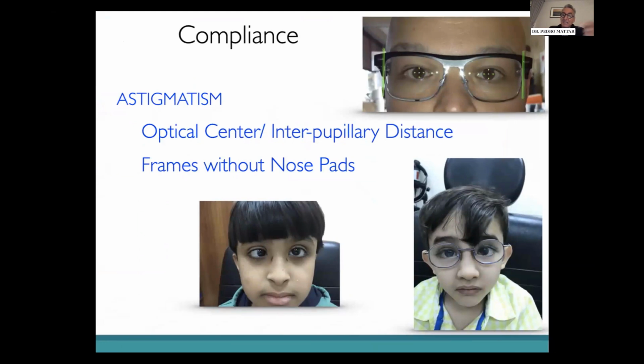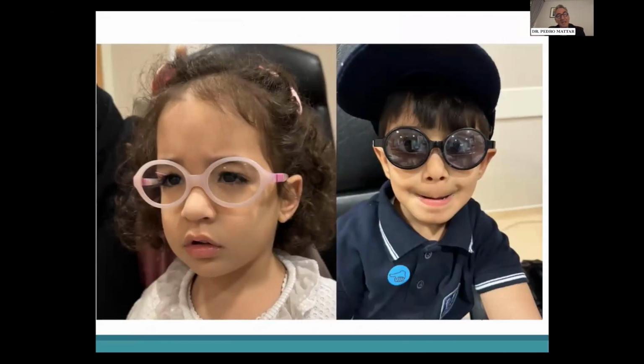In astigmatism, we already talked that the optical center has to be correct, the interpupillary distance correct, and the ideal frames are those without nose pads. This is the glasses the way that we want it.